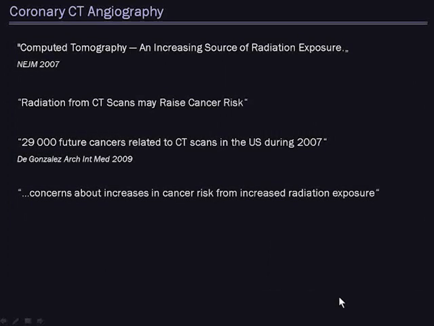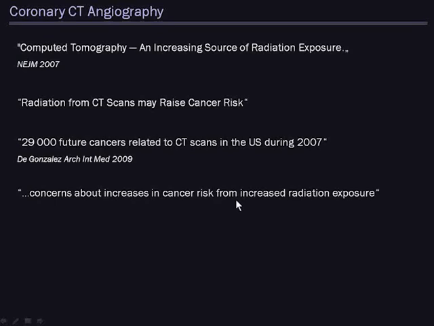Clinically, this can be extremely useful and image quality has really become relatively robust, so this is a very helpful tool. One of the problems is that cardiac CT imaging, especially CT of the coronary arteries, has been targeted a little bit in the past years and months about the radiation exposure. Here are some headlines from the past saying that CT is an increasing source of radiation exposure, that radiation from CT scans may cause cancer, even some speculations about the number of cancers, 29,000 cancers related to CT scans in the United States during 2007, so there are concerns about increases in cancer risk because of increased radiation exposure due to imaging.